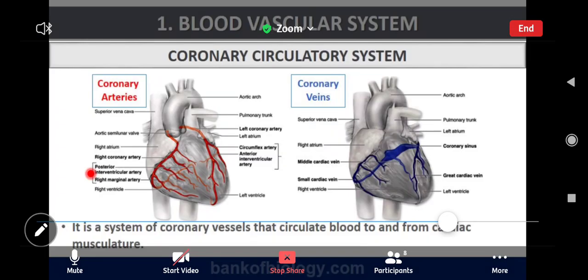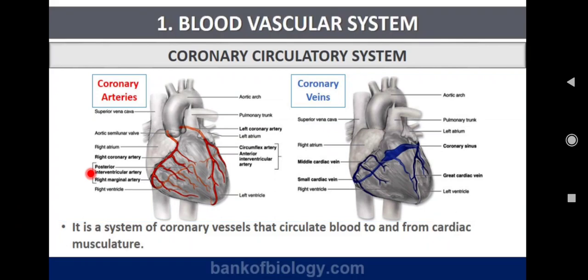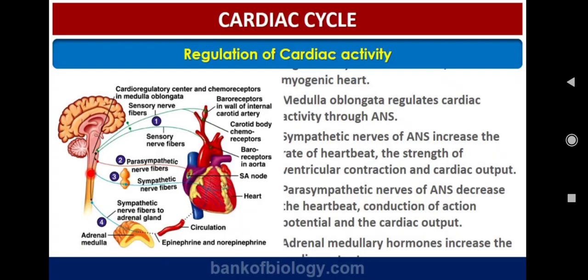Next one. Coronary circulatory system. Look at this.